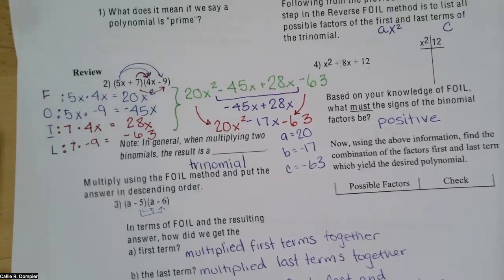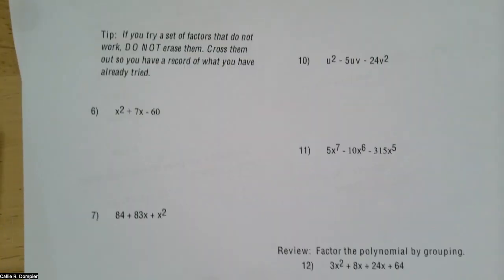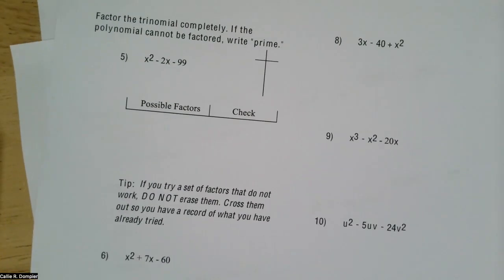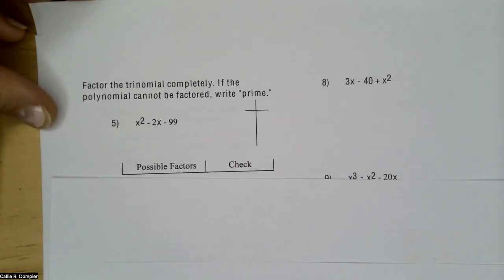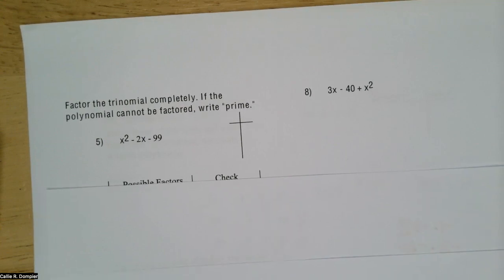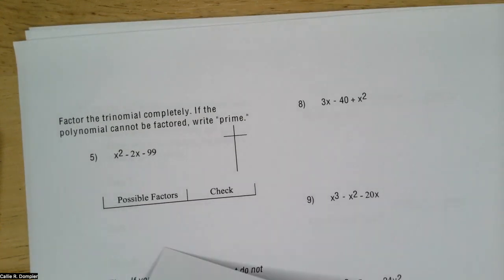Okay. So now moving on to the next one. All right, and I'm going to keep doing them not on this page because the page is tiny. All right, factor the trinomial completely. If the factor cannot be factored, just write the word prime.